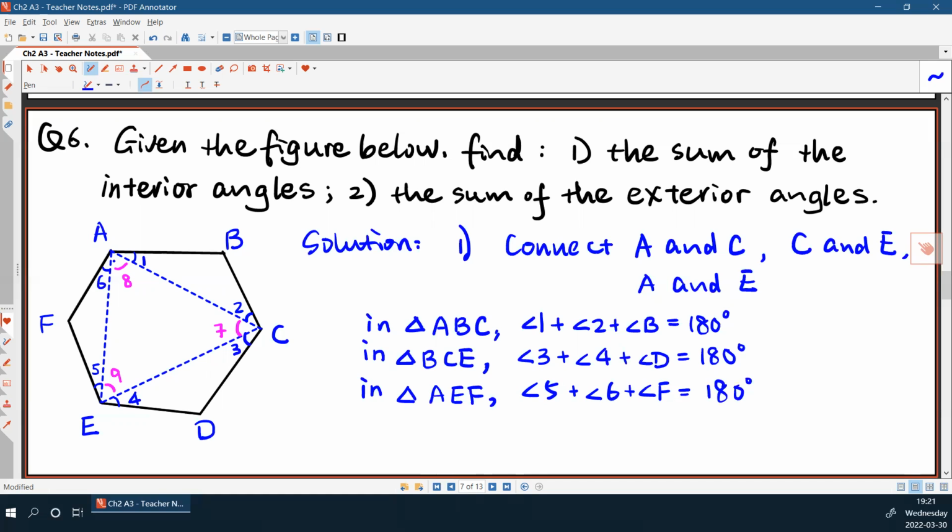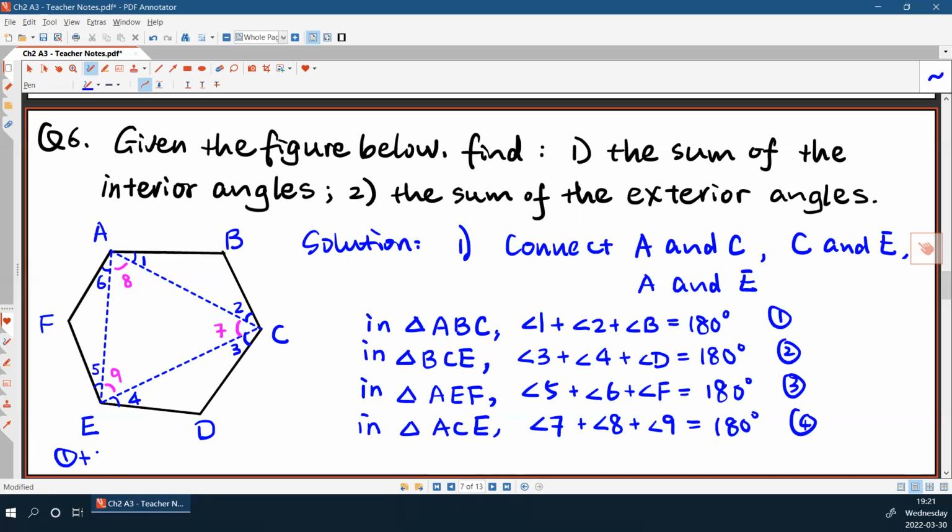And in the fourth triangle, which is the triangle in the middle, in triangle ACE, we also have angle 7 plus angle 8 plus angle 9 should also equal 180 degrees, right? Therefore, let's call them 1, 2, 3, and 4. We can have 1 plus 2 plus 3 plus 4, right?